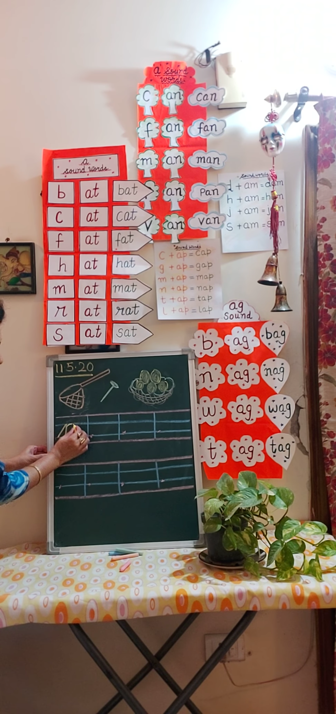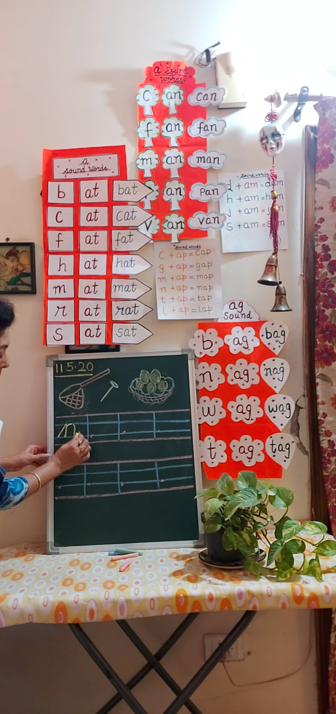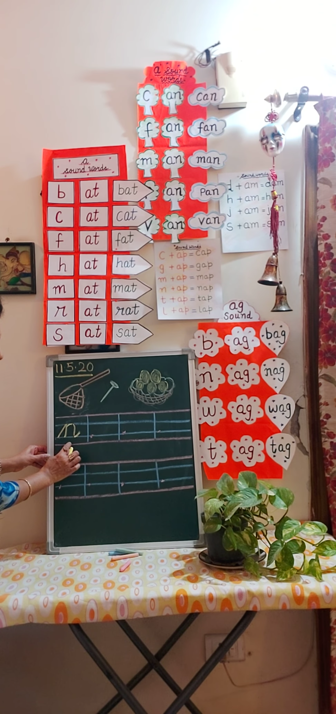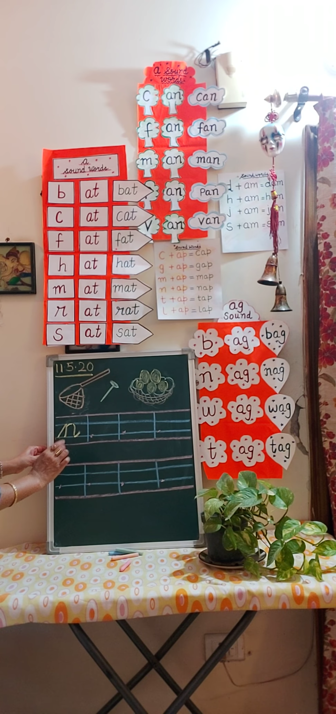In M you were taking 2 turns, but in N you will take only 1 turn. Is it clear to you all? In M we were starting from the corner, slant up, down. With the same line go up, turn down. With the same line go up, turn down and tick. This was the formation of M. But in the formation of N, you will take only 1 turn.